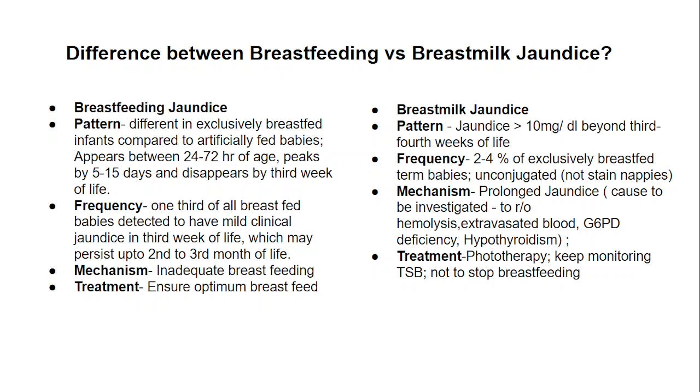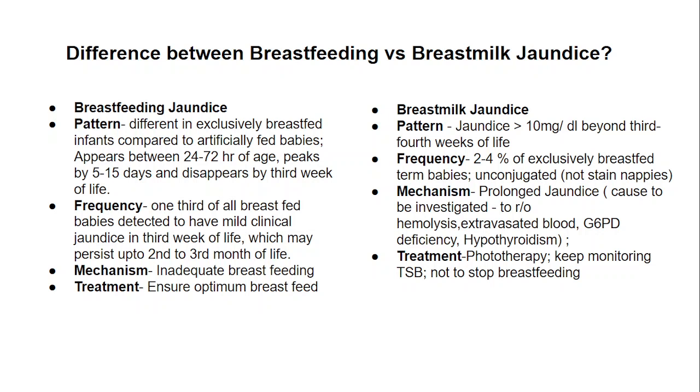In breastfeeding jaundice, basically, when the babies are breastfed and when they are artificially fed, the jaundice pattern is different. In breastfed infants, it usually appears between 24 to 72 hours of age, peaks by 5 to 15 days, and disappears by the third week of life. And one third of all breastfed babies are detected to have mild clinical jaundice by the third week. It may persist up to the second to third month of life.